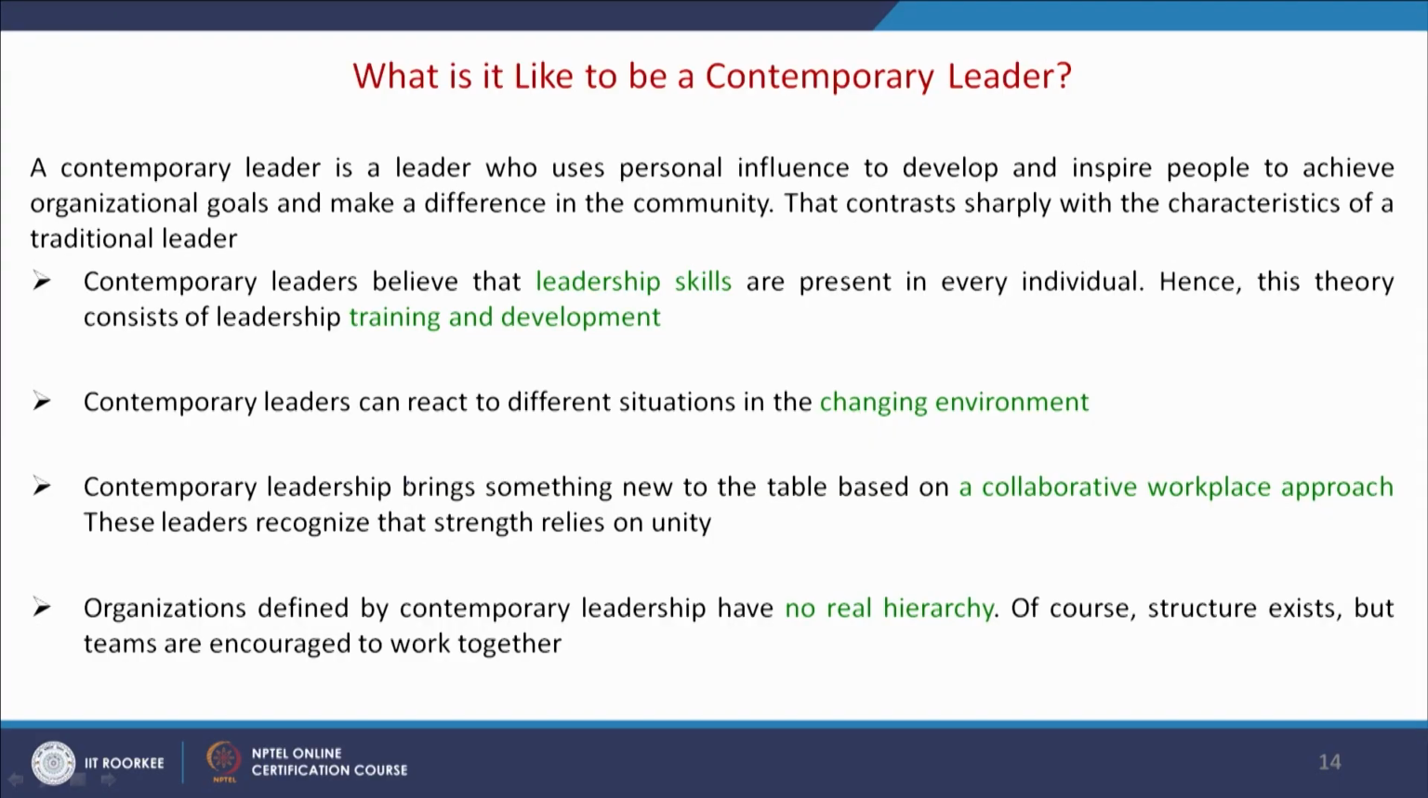Influence is definitely there, but there is no training, no coaching, no mentoring. Yet an individual's own persona can be influential to inspire the followers. According to contemporary models of leadership, every member has some kind of influence which can be used to inspire each other. That is the idea of contemporary leadership: influence to develop and inspire people to achieve organizational goals and make a difference in the community. That contrasts sharply with the characteristics of a traditional leader.